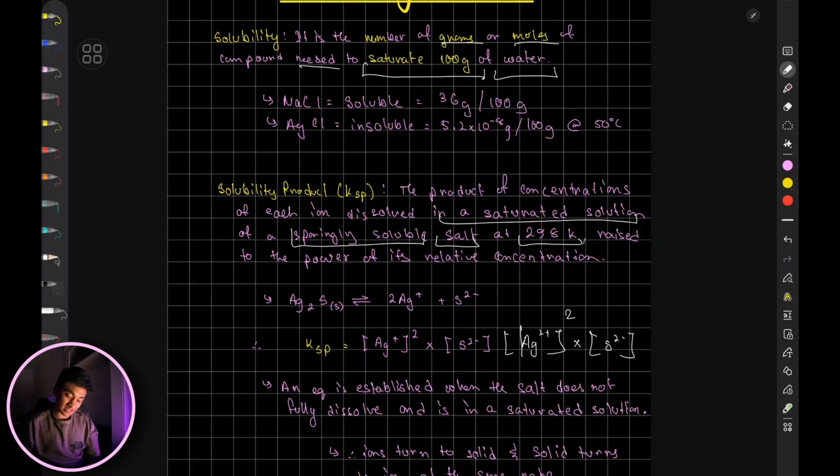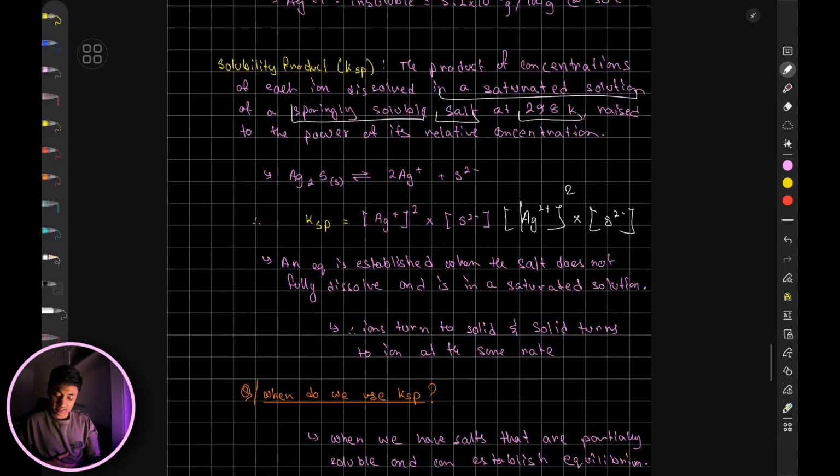And the reason it's equal is, if this is dissociating, obviously however many Ag ions dissolve, the same amount of sulfide S2 minus ions are going to dissolve as well. I mean, in this case the ratio is twice, so twice as many Ag ions will exist compared to S2 minus, but you get the idea. It happens in the same proportion. If it was NaCl, and it completely dissolves, there's 1 mole of Na and 1 mole of Cl.